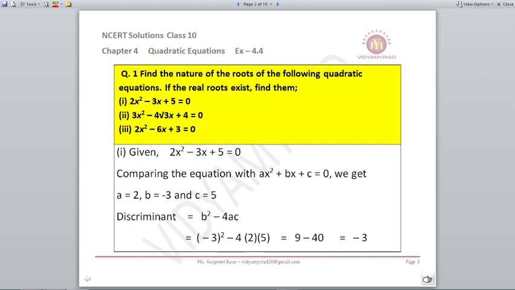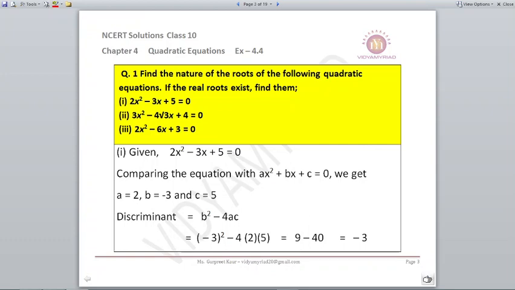Question number 1. Find the nature of the roots of the following quadratic equations. If the real roots exist, find them. So the first part is 2x square minus 3x plus 5 equal to 0. It is in the form of a quadratic equation where a is 2, b is minus 3 and c is 5. Let's find out the discriminant, that is b square minus 4ac.